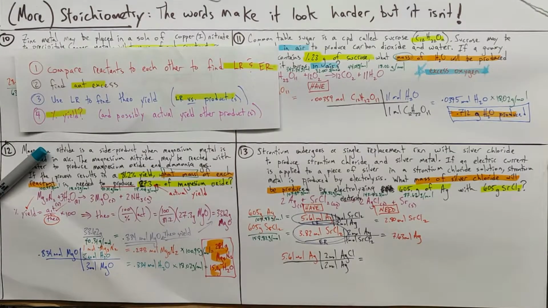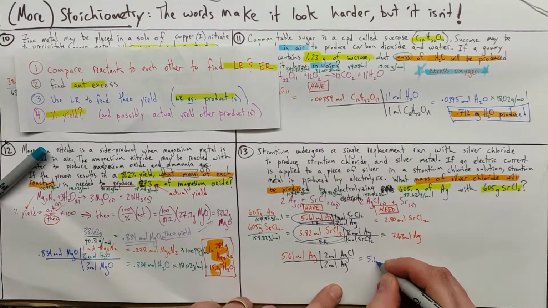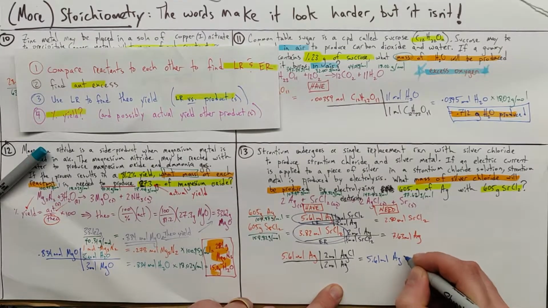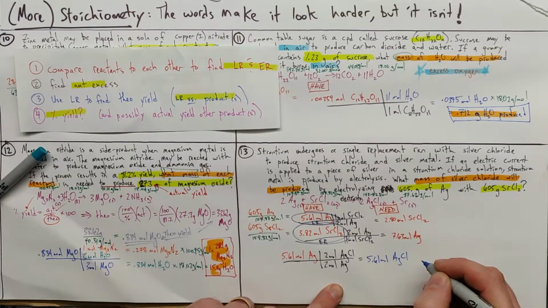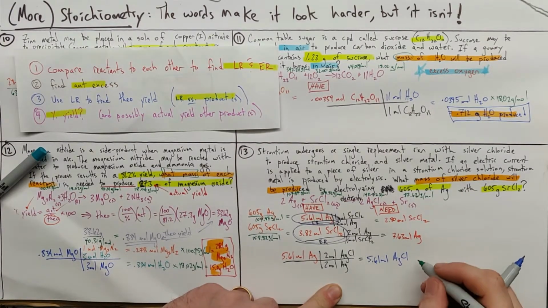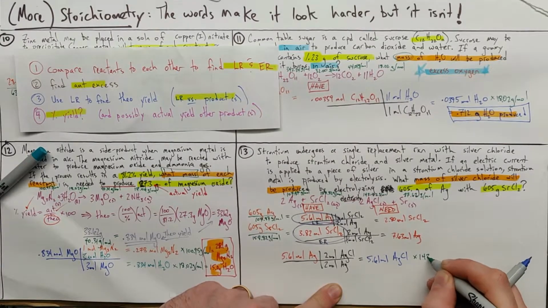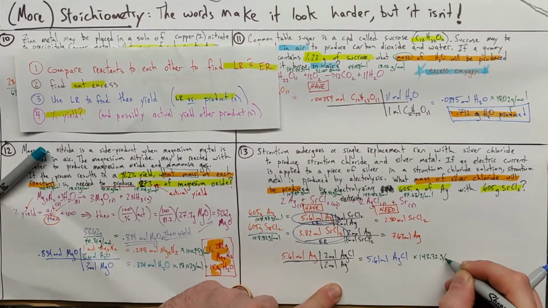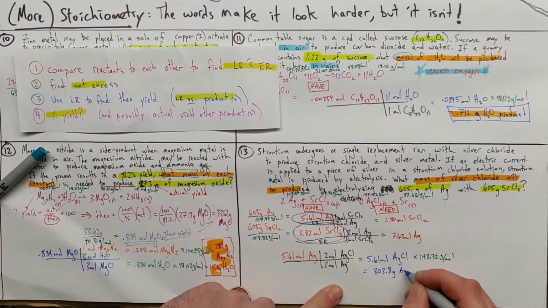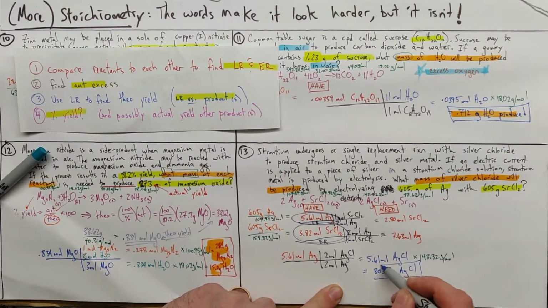All right. This is going to give us 5.61 moles of AgCl. We'll multiply by our molar mass of the AgCl, which is 143.32 grams per mole, and that gives us 803.8 grams of AgCl, which is our goal, the mass of silver chloride that will be produced.